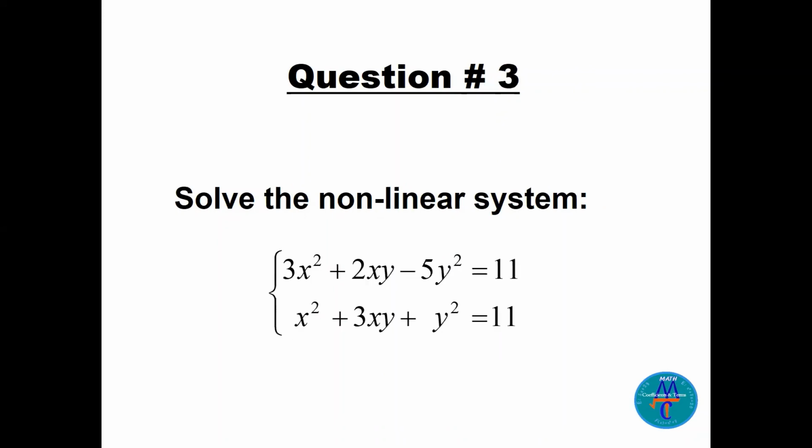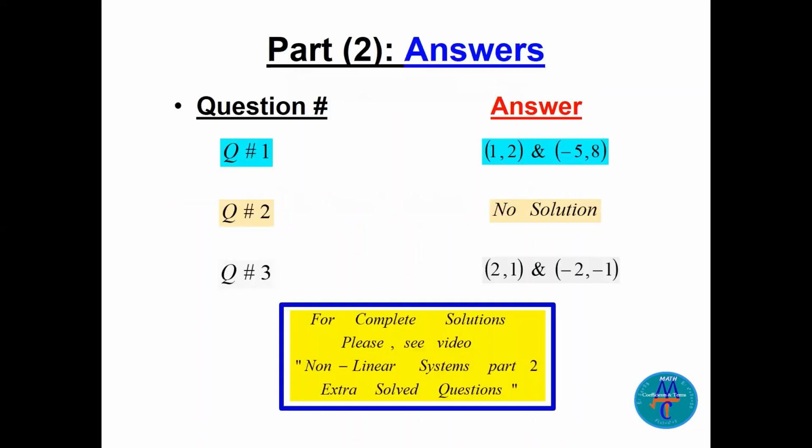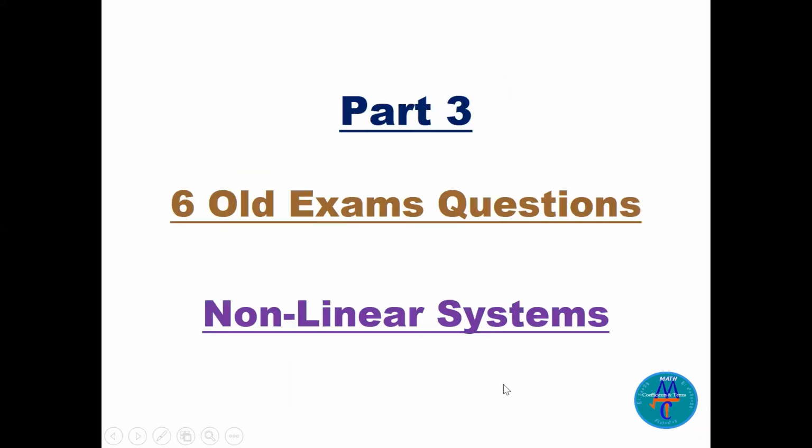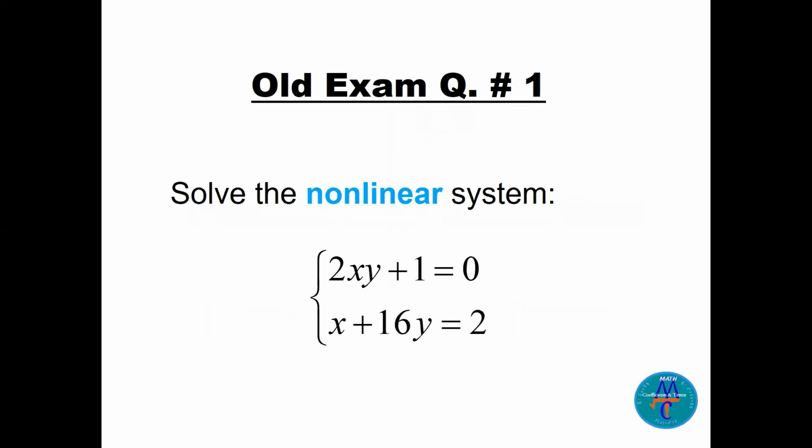So try, please. And number 3, we have 3x squared plus 2xy minus 5y squared is equal to 11. x squared plus 3xy plus y squared is equal to 11 also. Now, the answers, as usual, here are the answers for the 3 systems. For complete solution, you can see Nonlinear Systems, Part 2, Extra Solved Questions. And now we go to part number 3, 6 old exams questions.